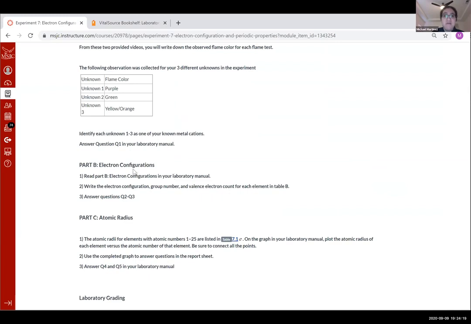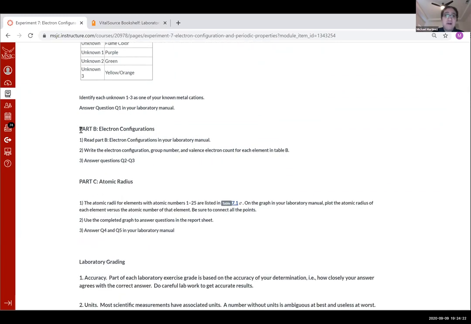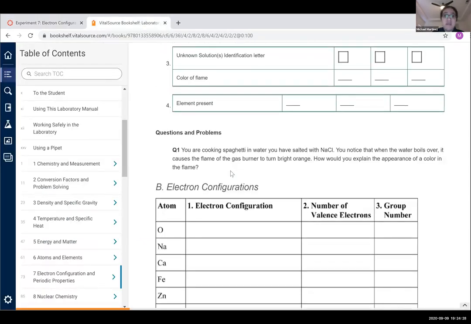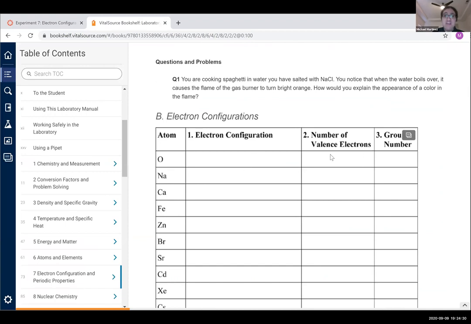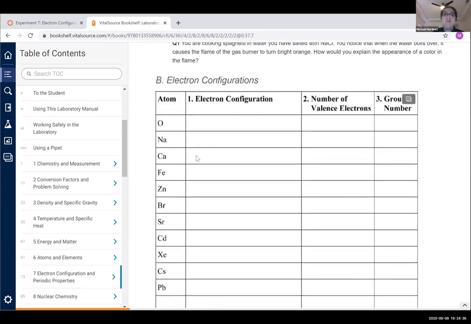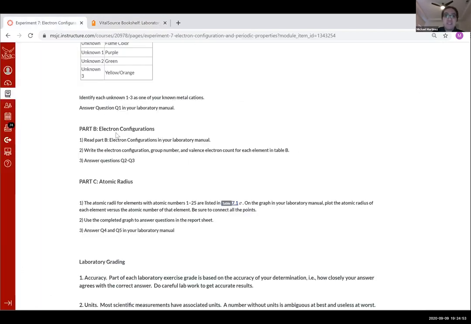In part B, for electron configurations, I would wait until we finish lecture on Monday. For part B, you're going to write the electron configuration, valence electrons, and group number for each atom in this table. We will do a lot of examples like this in lecture, and in fact, some of these atoms we'll do on Monday. So save this table, and make a note in my chapter 2 notes that we're going over it on Monday. Make sure to save that.